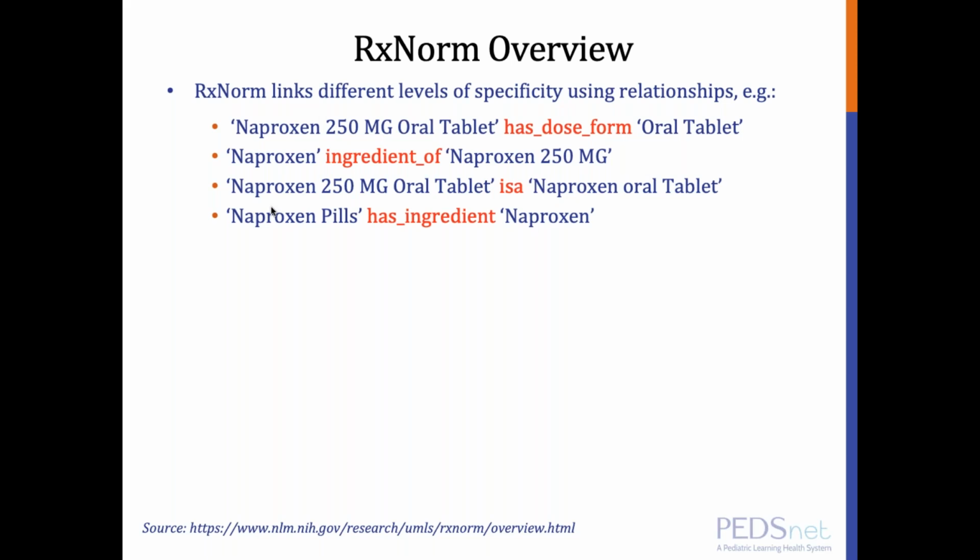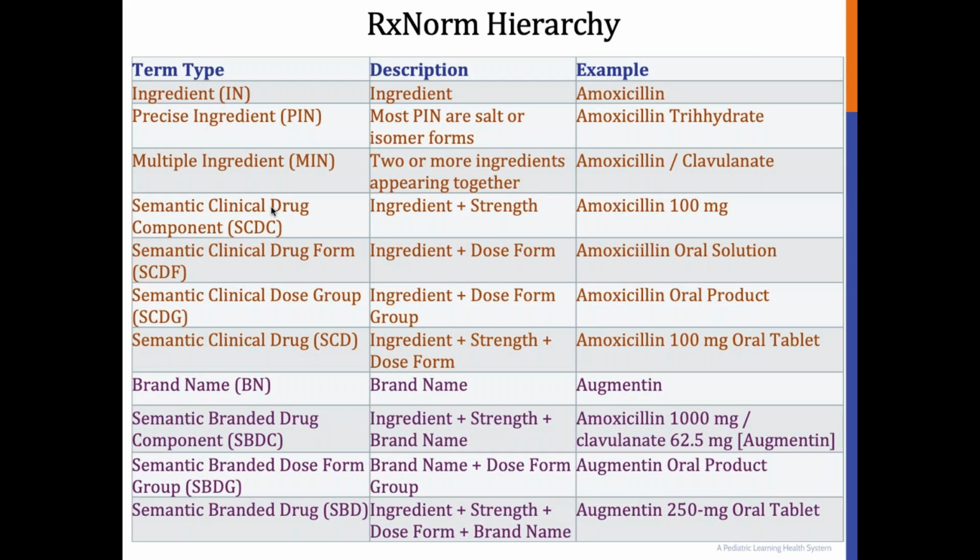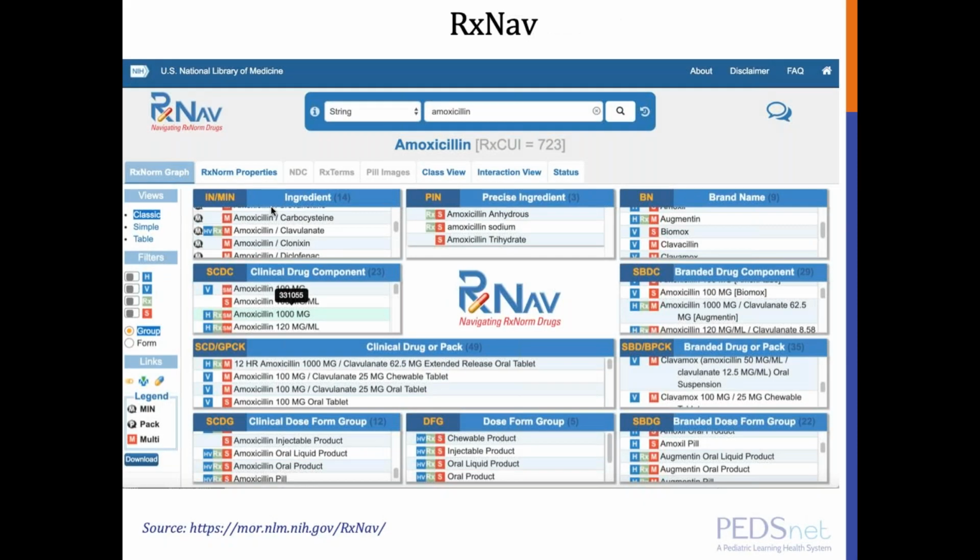So what RxNorm lets you do is walk your way up and down this hierarchy, right? And you can see here, down at the bottom are purple things that have to do with branded drugs, where you care about who made it. And up at the top, more often in that orange color, is information about what the pharmaceutics of the drug are, right? What are the ingredients? How did you take it? What's the strength, right?